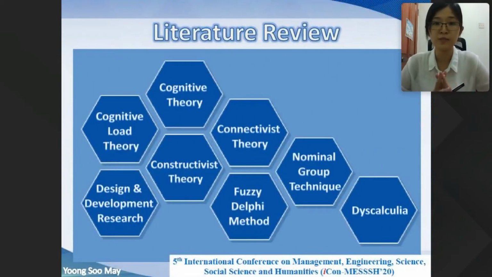There are 8 concepts to be discussed in the literature review, namely cognitive theory, cognitive load theory, connectivist theory, constructivist theory, design and development research, fuzzy Delphi method, nominal group technique, and dyscalculia.